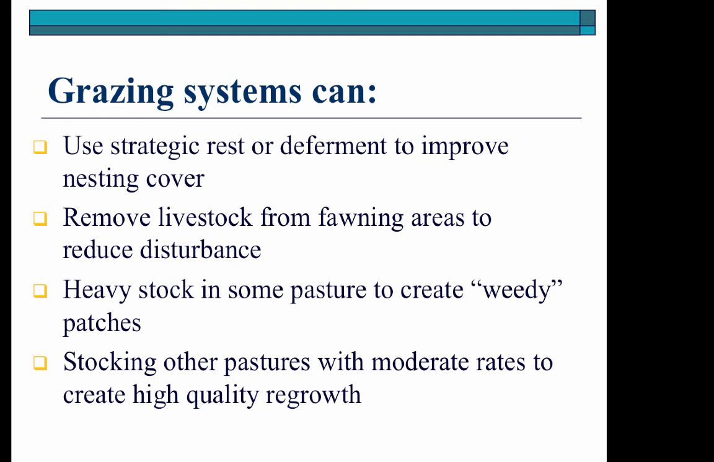Strategically using grazing systems can do a couple of different things. They can create strategic rest for certain rangeland areas, and with our ability to remove livestock or move livestock around strategically, we can open up areas for fawning during that time and reduce the total disturbance, so those fawns can stay and grow in one particular area. We can also stock very heavy in pastures that have weedy patches and graze very heavily to get rid of some of those weeds.